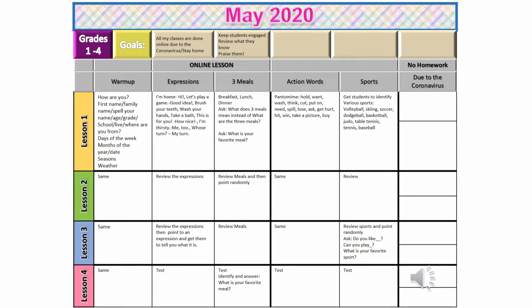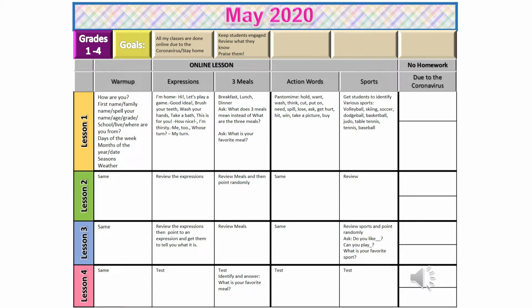Next, 3 meals for lesson 1. Breakfast, lunch, dinner. Ask, what does 3 meals mean? Instead of, what are the 3 meals? Ask, what is your favorite meal? For lesson 2, review meals, and then point randomly. For lesson 3, review meals. For lesson 4, test them. Identify and answer. What is your favorite meal?